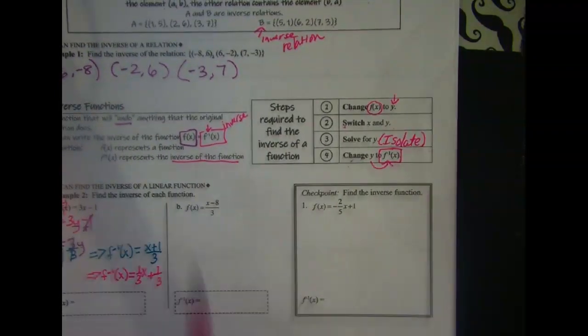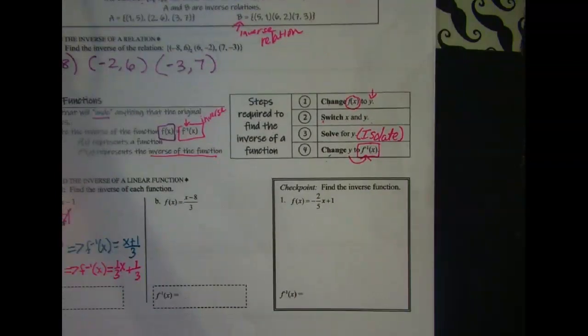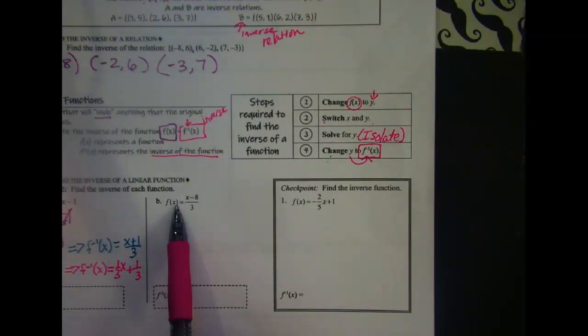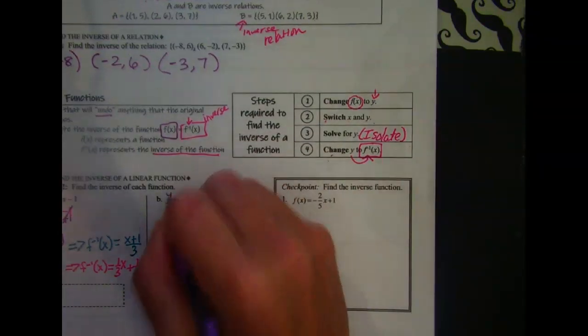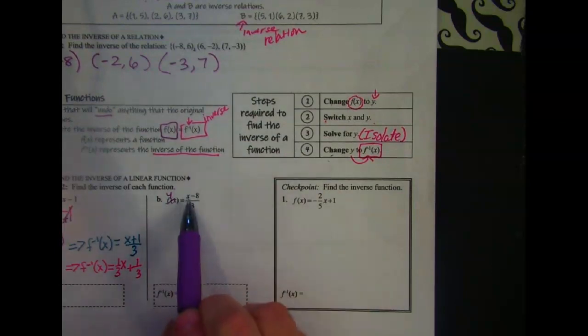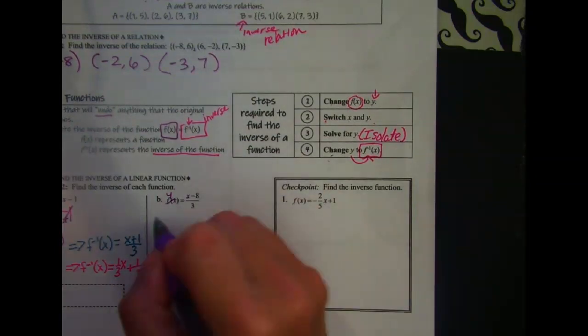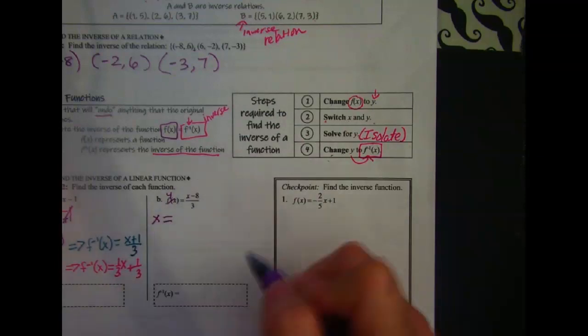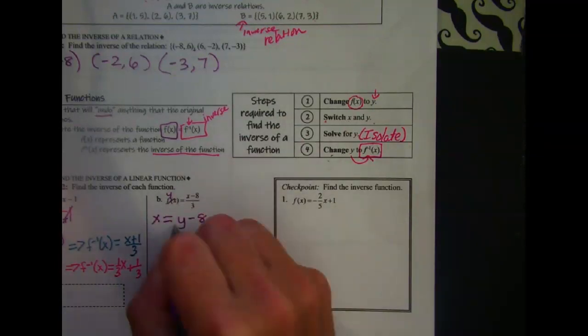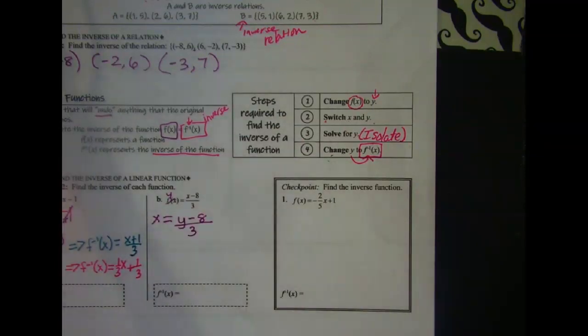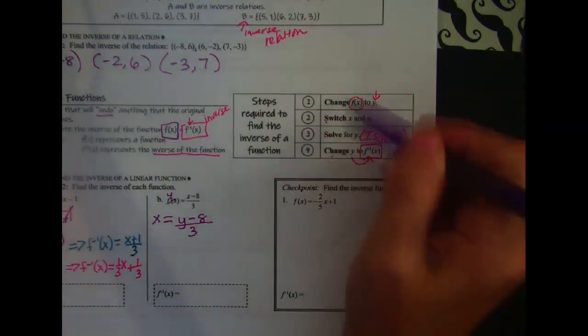All right, let's go to example B. We have f of x equals x minus 8 divided by 3. So again, we have to change our f of x to say y. And then step 2 is we're going to flip these. So I'm going to get x equals y minus 8 all divided by 3. That's step 1 and 2.